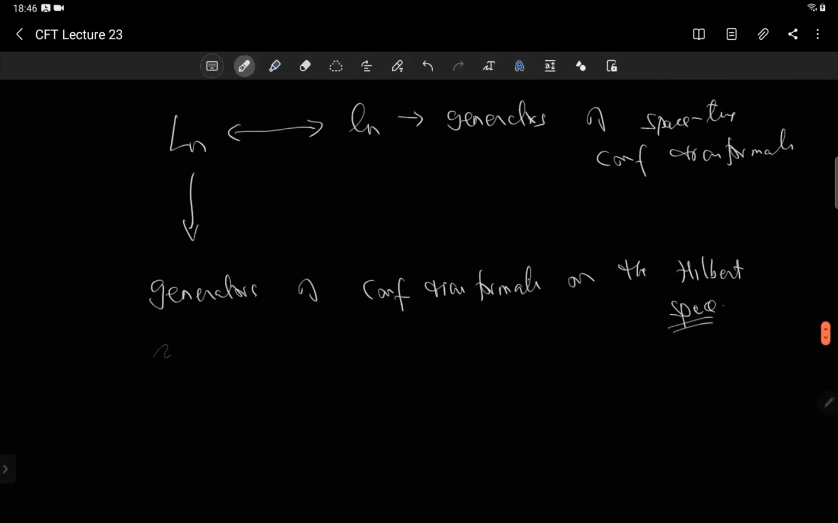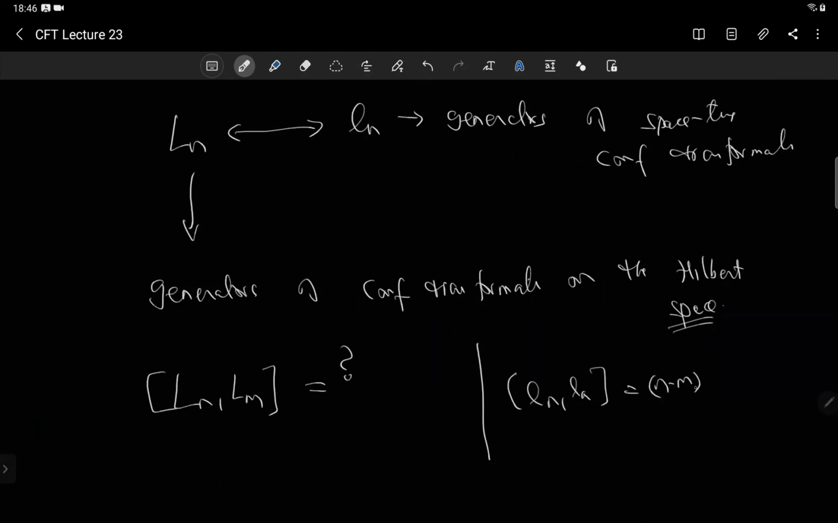The question that we were asking is, if these L_n are the generators for radial quantization or for conformal transformations, then what is the algebra of L_n L_m? Because we know the algebra of small l_n, l_m was given by (n minus m) times l_(n plus m), and we called this the Witt algebra. And the question is what is the corresponding algebra of these L_n, L_m in the Hilbert space?